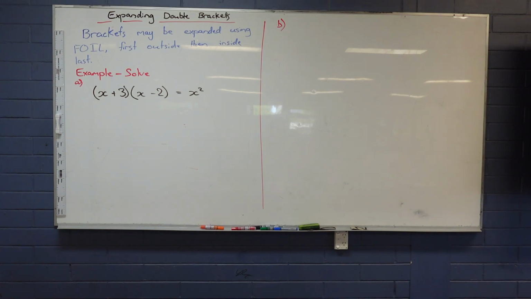We're going to look at how we can expand double brackets in the context of solving equations. What we have is two brackets, x plus 3 and x minus 2, on the left side of the equation. Then we've got x squared on the right. Much like in single brackets, where we expand the bracket out before we do any solving, we're going to do the same with this. Now the method we employ is called FOIL.